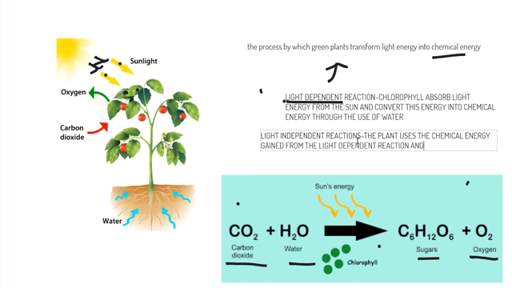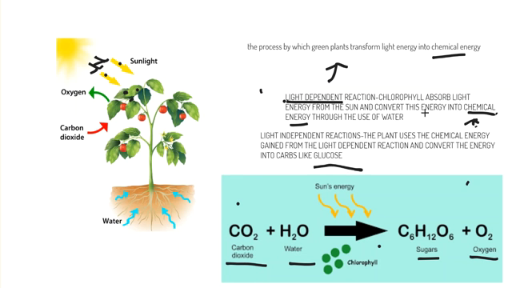And it will then, in turn, convert the energy into carbs like glucose, because, like I said before, a plant can use this chemical energy for its daily processes, but it can't just use this raw chemical energy. It needs glucose.